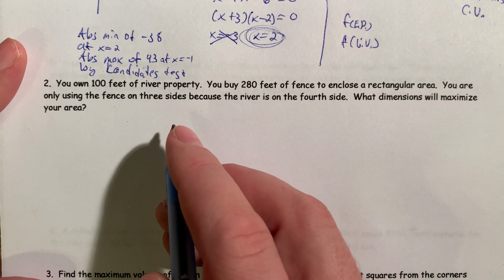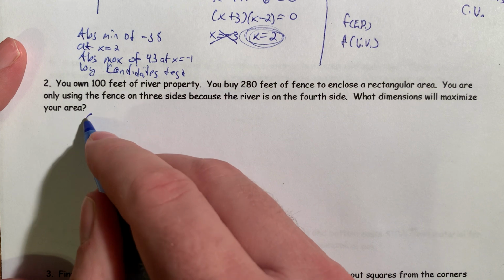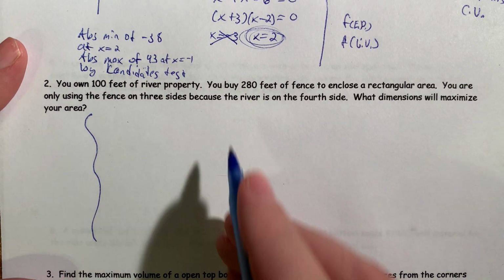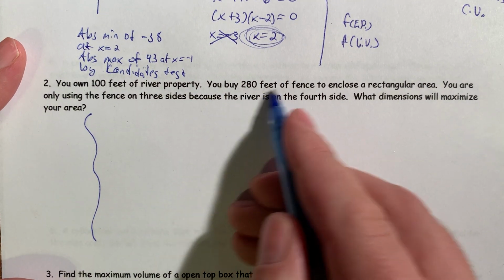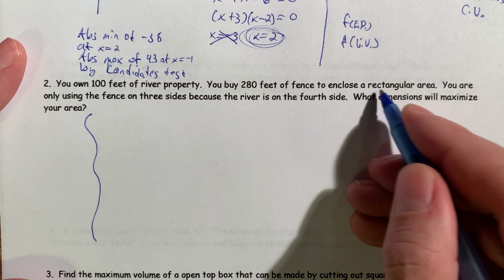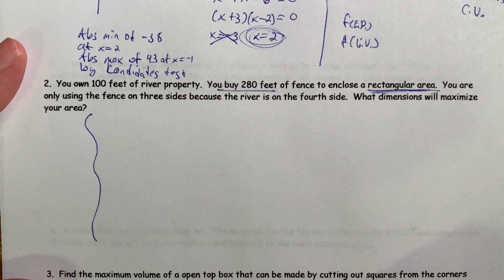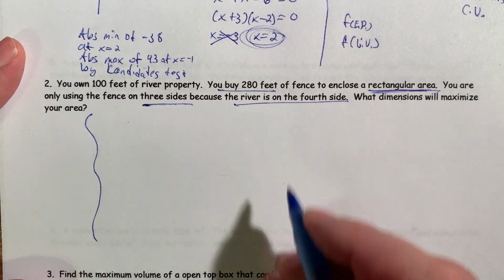You own 100 feet of river property. River property means it's along a river. So here's a river. Okay. You buy 280 feet of fence to enclose a rectangular area. So there's going to be a rectangle somewhere. We have 280 feet of fence. You are only using the fence on 3 sides because the river is the 4th side of a rectangle.